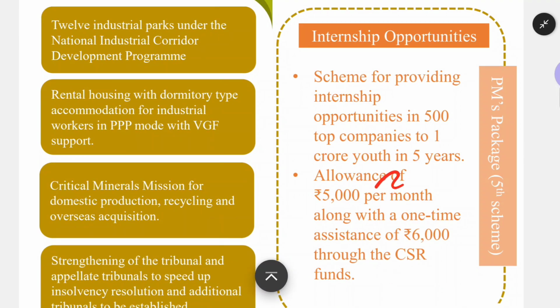And for manufacturing purposes, 12 industrial parks under the National Industrial Corridor Program will be launched. Rental housing with dormitory type accommodation. Dormitories are where the workers are working. Beside it, a building will be built where the workers will be living at the same place, which is called a dormitory. Rental housing with dormitory type accommodation for industrial workers in PPP mode with viability gap funding.